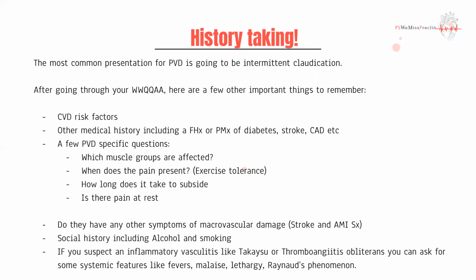Like, do they have a fever? Do they have general tiredness, lethargy? Do they have Raynaud's phenomenon? We also have a specific kind of pain. It's called migratory thrombophlebitis, and that's quite typically seen with Buerger syndrome or thromboangiitis obliterans, and we'll talk about that in a second.